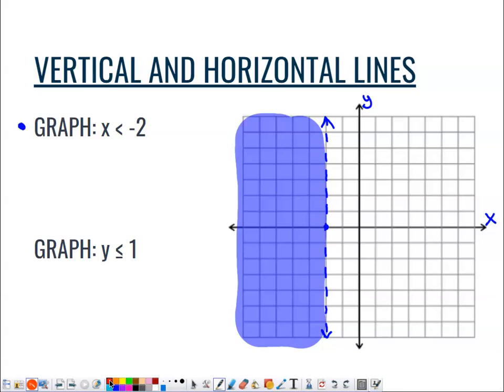I'm going to go ahead and use the color red for this line right here. We need to graph the inequality y is less than or equal to 1. So again, go along the y-axis. We're going up to +1. Place your point. Look at your inequality sign. We have less than or equal to, so that means that we have a solid line.